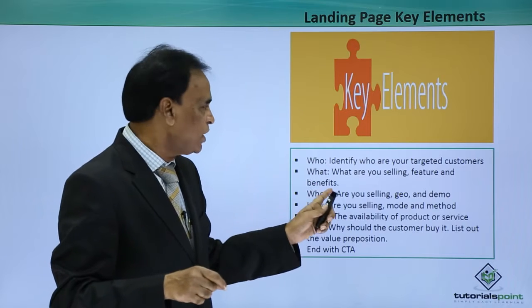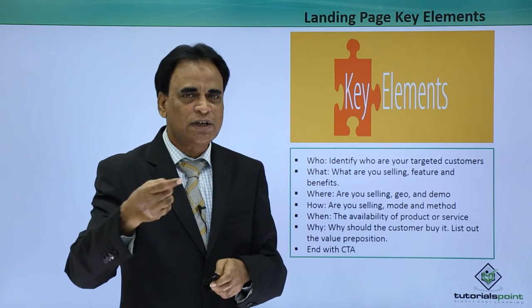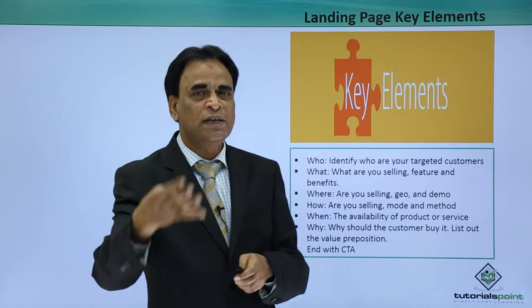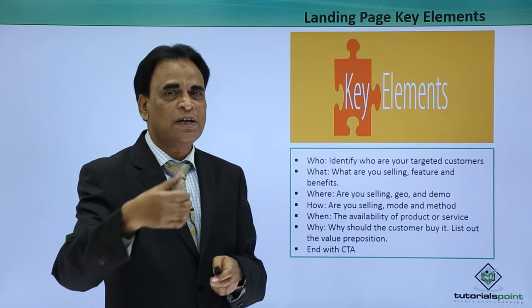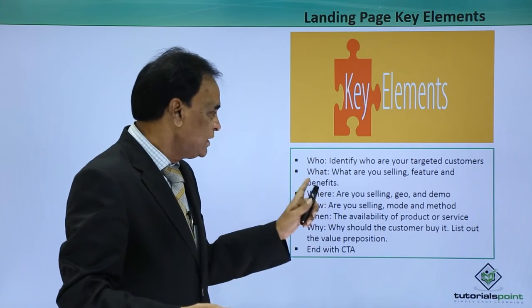The second is what. What are you selling? The features and the benefits. What is the product that you are selling? What are the features of this product? What are the benefits of this product? What are the key points of this product, and what is the USP of this particular product? That is the what.